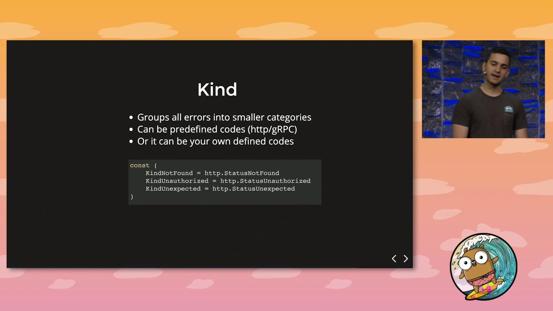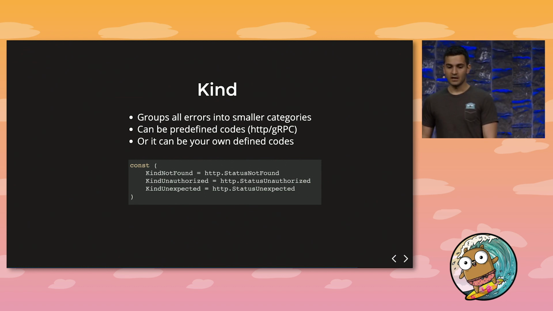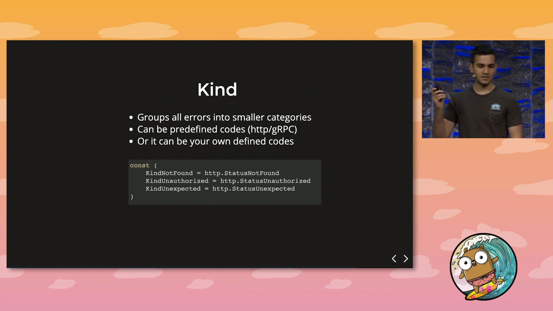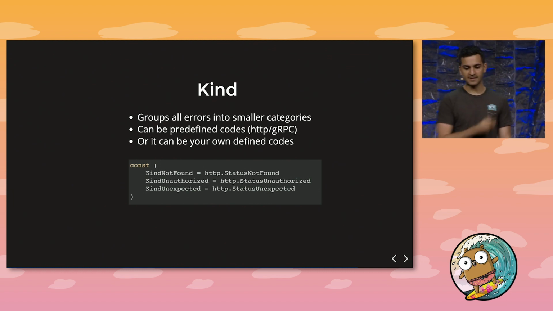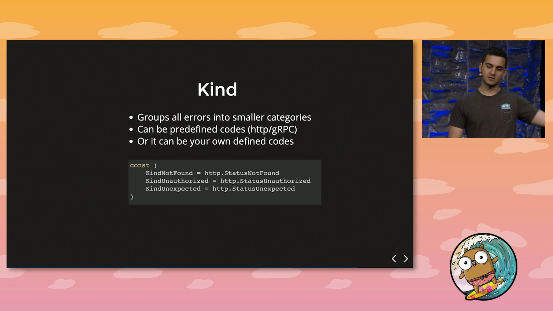Now let's look at the error kind. The error kind groups all errors into smaller categories. They can be predefined codes, like HTTP, which is just integers, or error codes like gRPC, or you can define your own. So let's say we pick HTTP. We can say a kind not found is an HTTP status not found, which equals 404. And a kind unauthorized is whatever, and an expected is whatever.